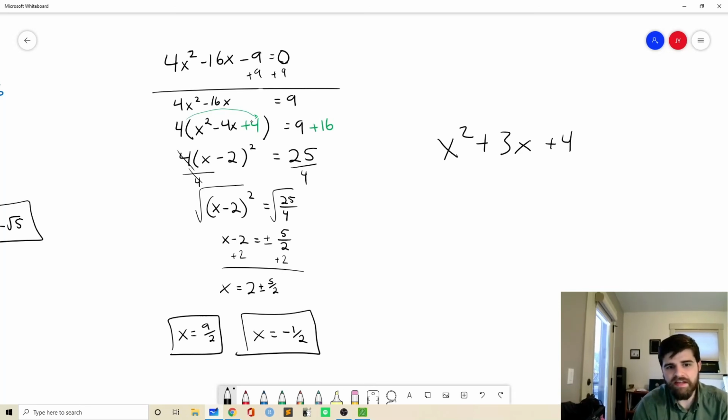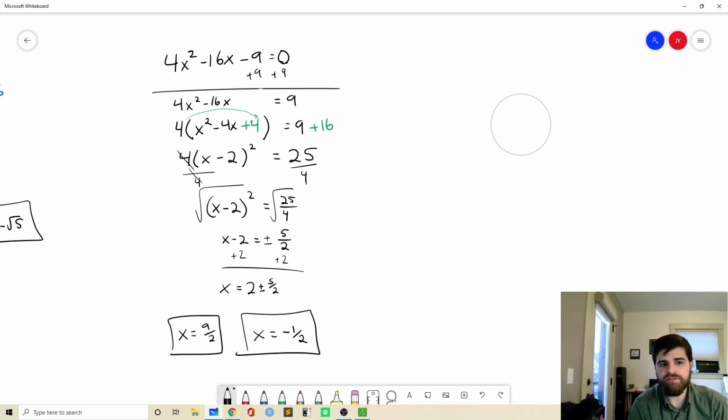If I had to cut this in half and complete the square, we'd get our 4 out of the way and move that over, but then I'm going to be left with 3 halves squared. So the perfect number I'd have to add here would be 9/4 would be the perfect square. So this can get pretty ugly, but we're not going to get that deep into it.